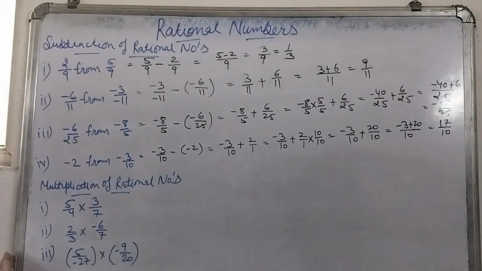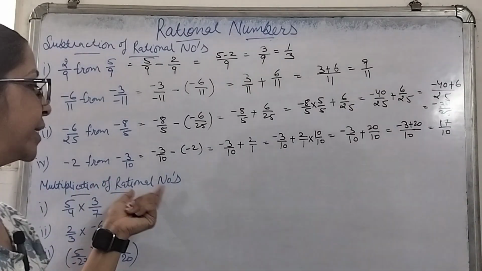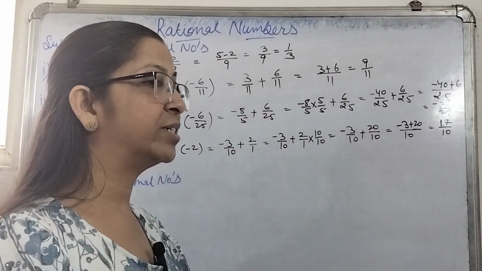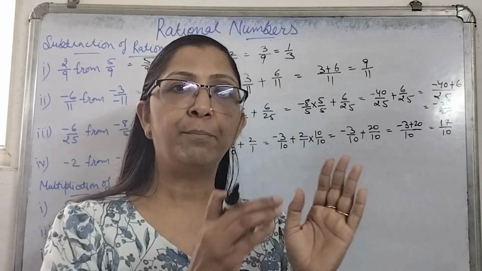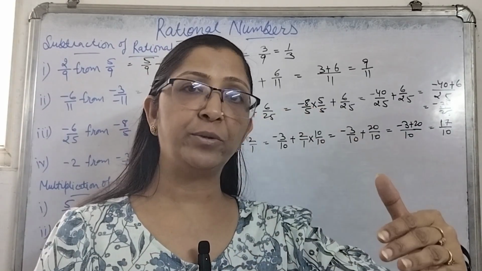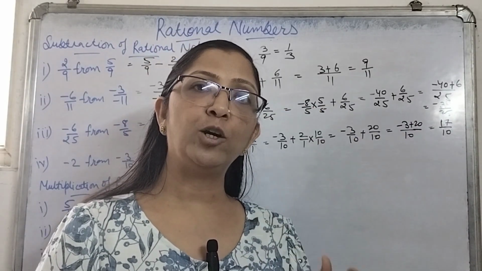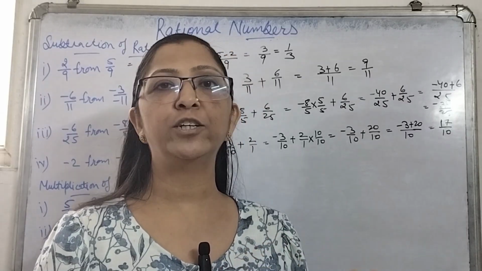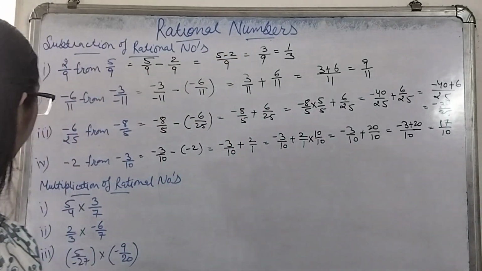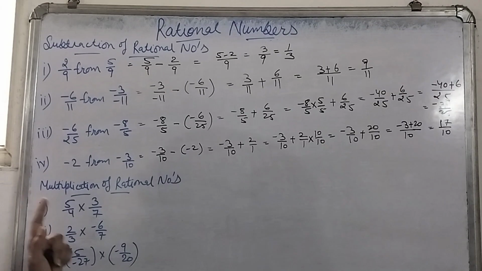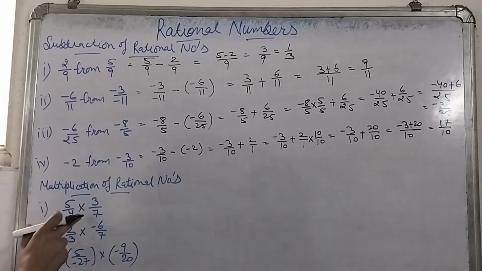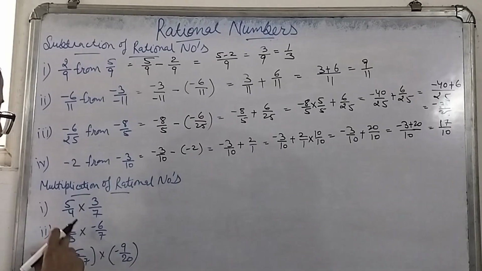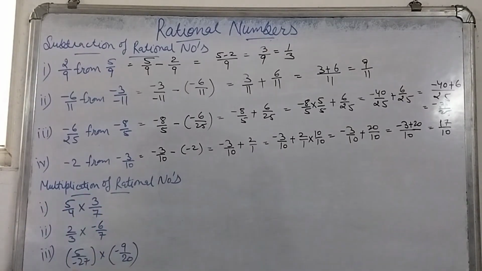Now let's see how to multiply rational numbers. For the multiplication of rational numbers, we simply multiply the numerators and we simply multiply the denominators. The product of the numerators will be the numerator of the product and the product of the denominators will be the denominator of the product. If anything could be cancelled, we will cancel it. Here 5, 4 and 7, we cannot cancel. Here 3 is also not cancelling.